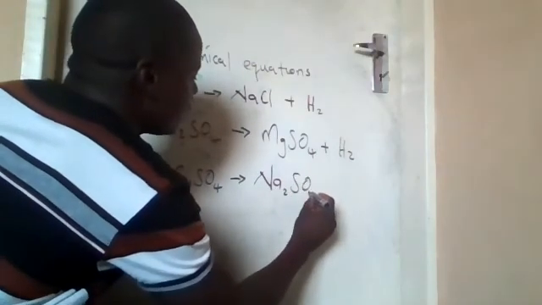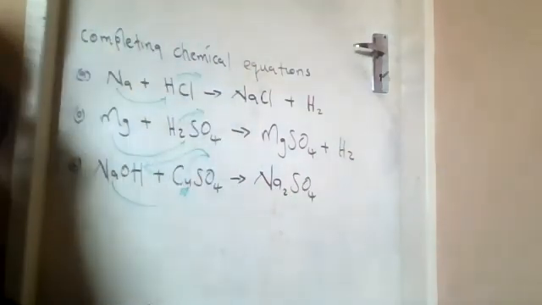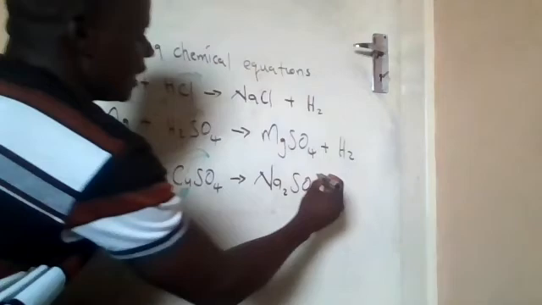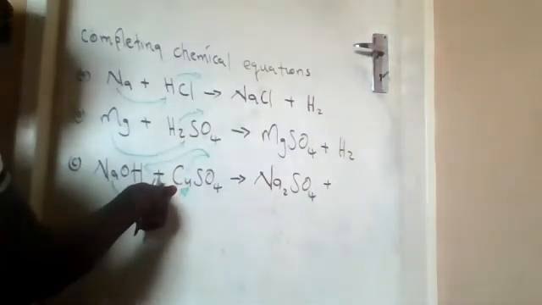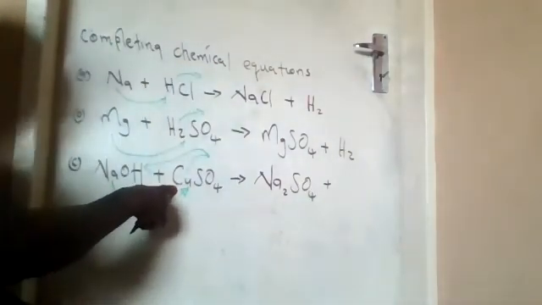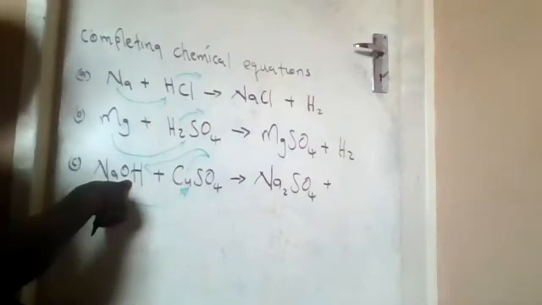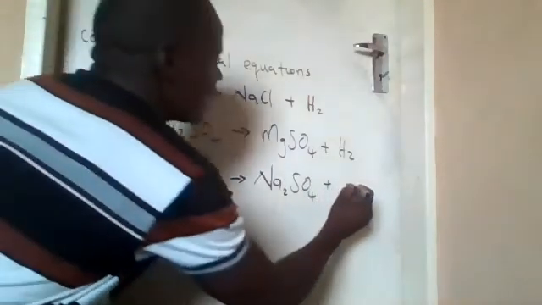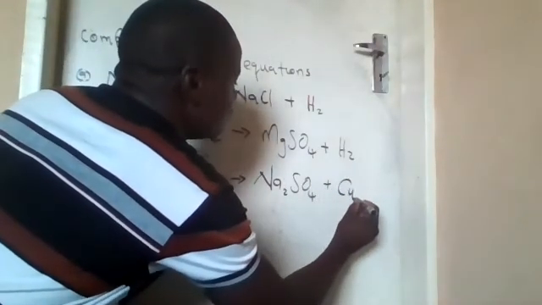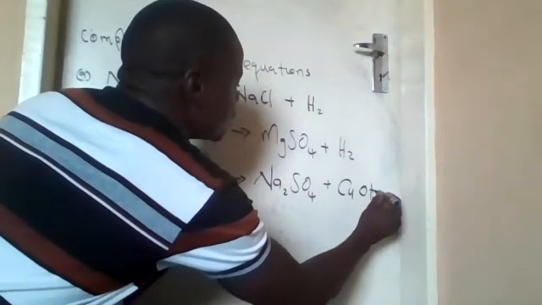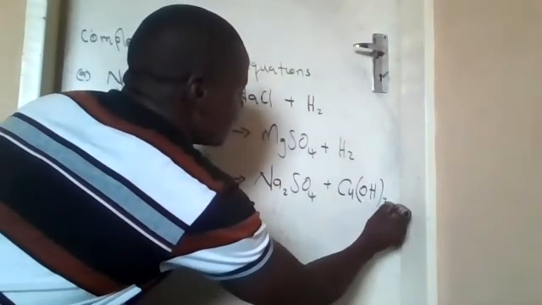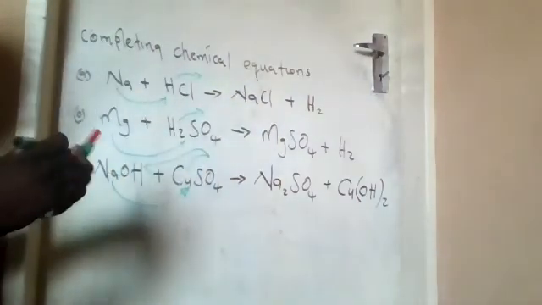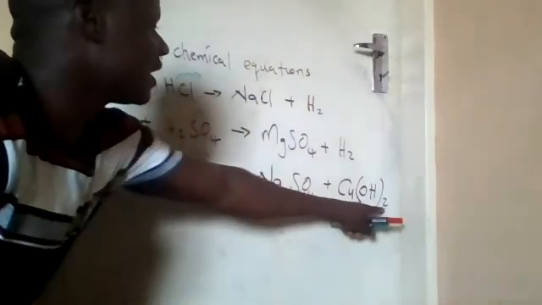Then Na2SO4, that is sodium sulfate, and then plus copper. Remember, I said copper 2 has a valence of 2, combined with the hydroxide, which has a valence of 1. So we're going to have copper, Cu, and then the OH. This hydroxide will be put in the bracket with a subscript of 2, which is the valence for copper.